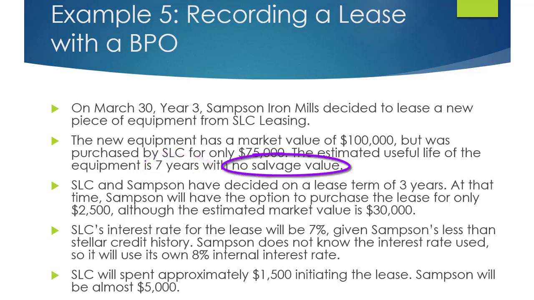SLC and Sampson have decided on a lease term of 3 years. At that time, Sampson will have the option to purchase the asset for only $2,500, even though the estimated market value is $30,000. And we stop right there. That is a bargain purchase option. The value is $30,000, but SLC is only going to require Sampson to pay $2,500. That's what makes it a BPO.